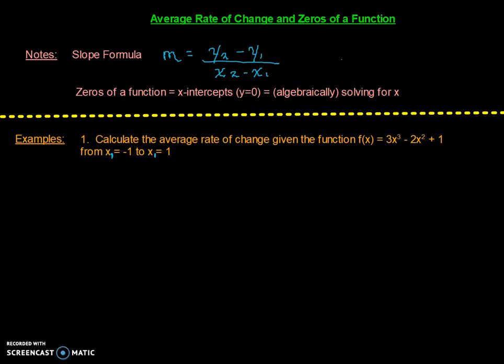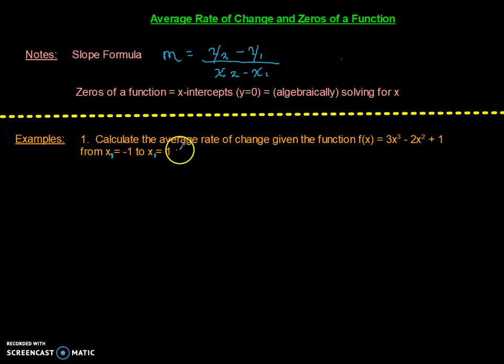Hi guys, so today we're going to go over the average rate of change and the zeros of a function. So starting it off, just remember that the average rate of change is just another way to say slope. And the slope formula, slope is notated by the variable m, is just rise over run, meaning y sub 2 minus y sub 1 over x sub 2 minus x sub 1.